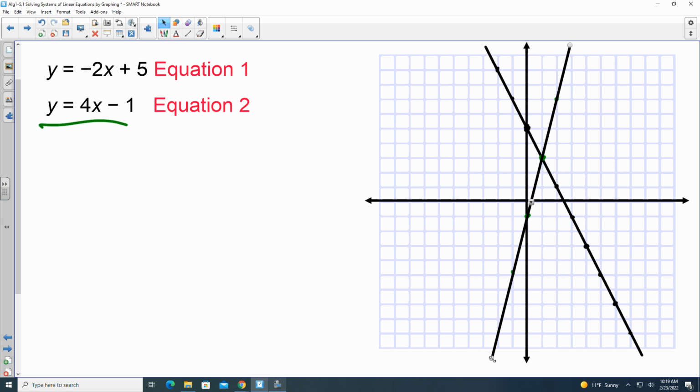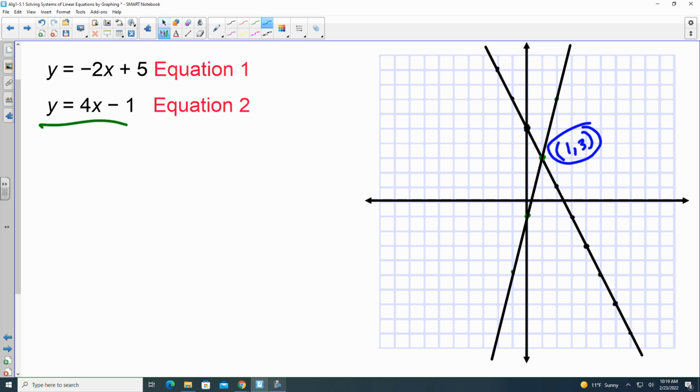point of intersection. So it appears that the point of intersection is located at 1 comma 3. All right, now let's take a look and see if it satisfies both equations.